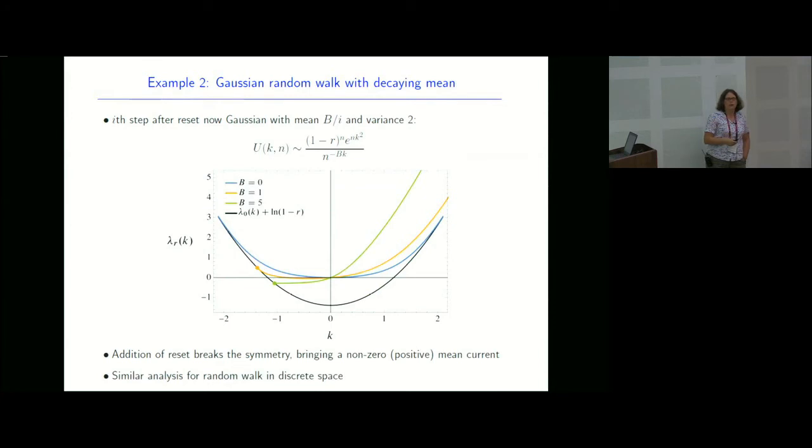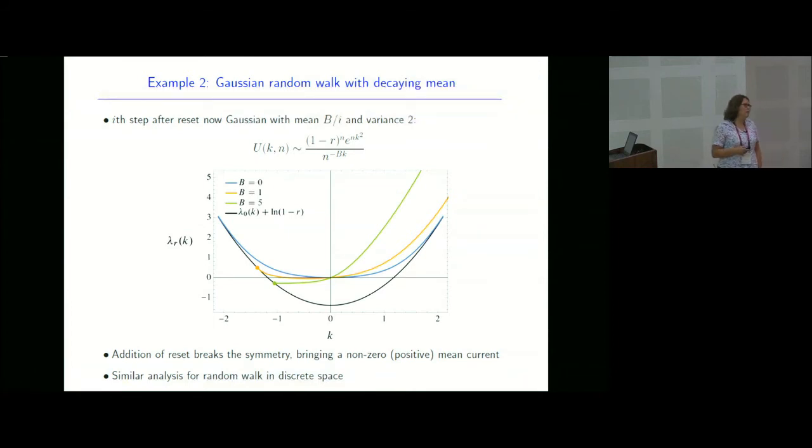So still single particle random walk. But now I take a Gaussian with a constant variance and a mean, a bias that depends on the number of steps since the reset. And again, you can find the scaling form for these loops reset, and you find now that the exponent in the denominator is minus bk. So it can be positive or negative, depending on the sign of b and of k.